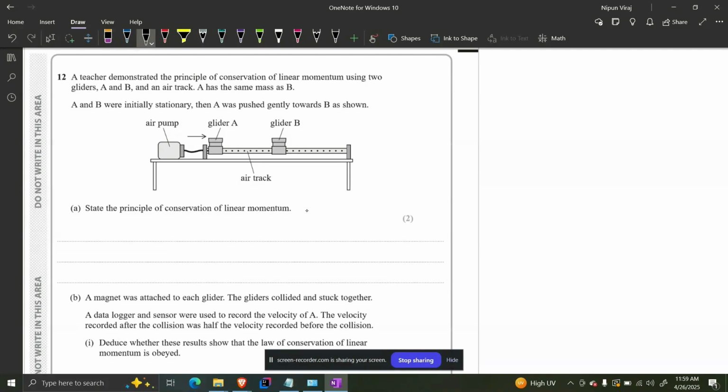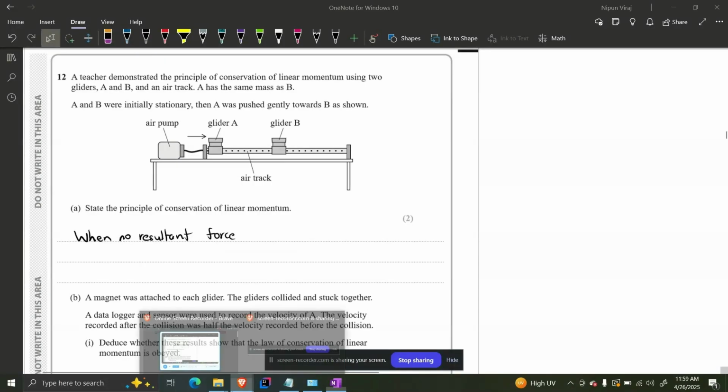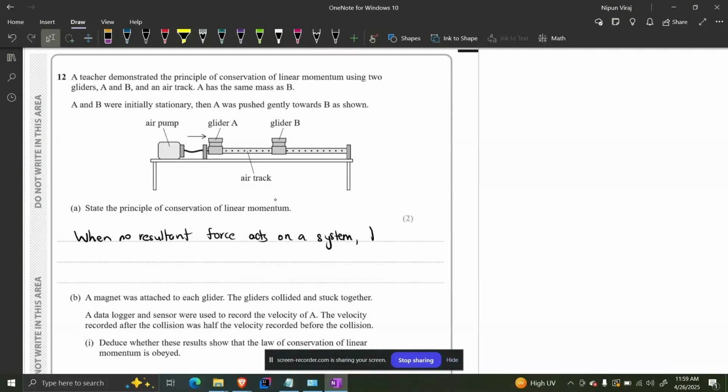So you should say, when no resultant force acts on a system, acts on a certain system, linear momentum remains constant. Okay, so you'll get 1 mark for this, no resultant force on the system, and 1 mark for this.